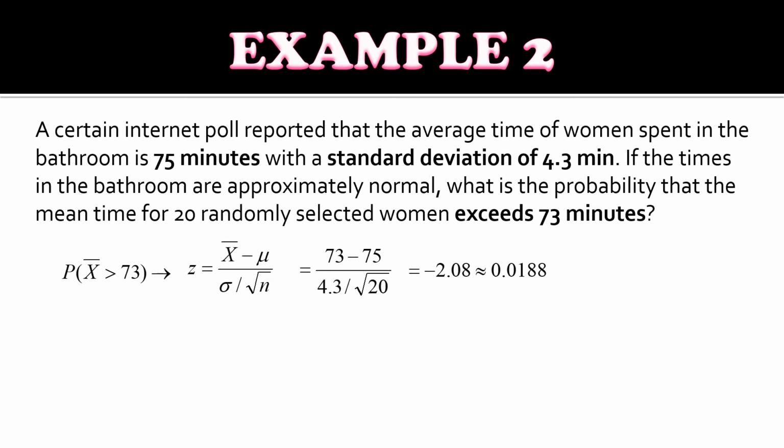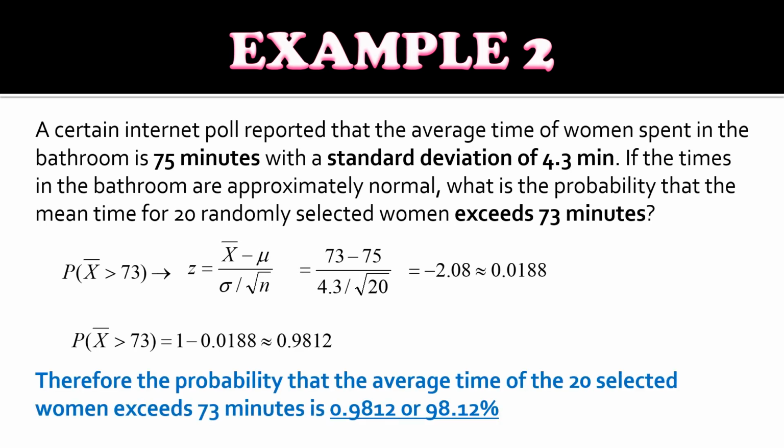So the probability of x is greater than 73 is equal to 1 minus 0.0188, which is 0.9812. Therefore, the probability that the average time of the 20 selected women exceeds 73 minutes is 0.9812 or 98.12%.